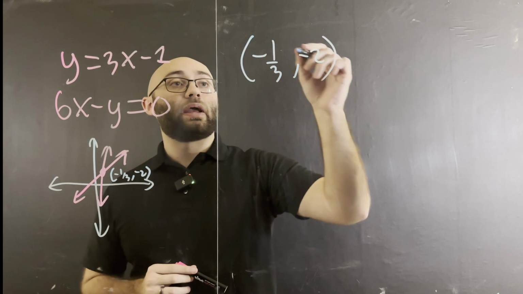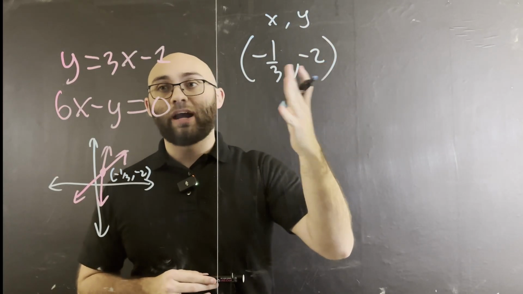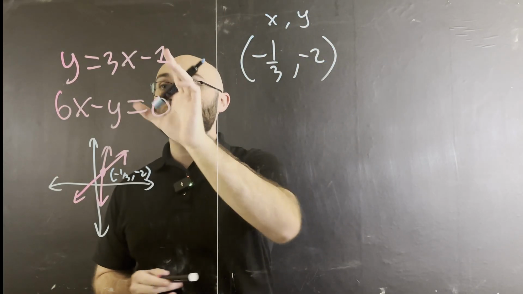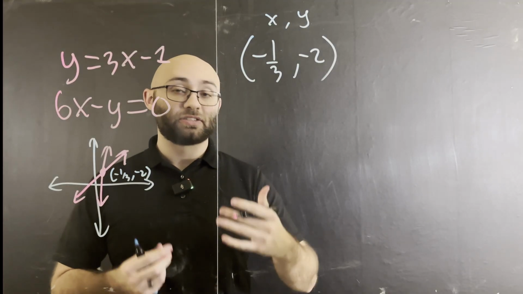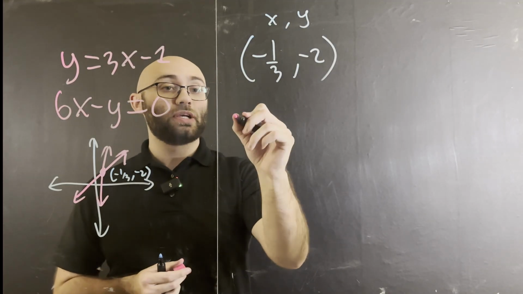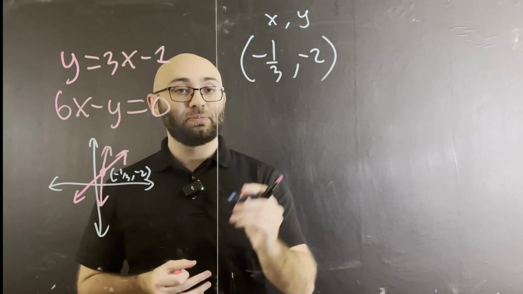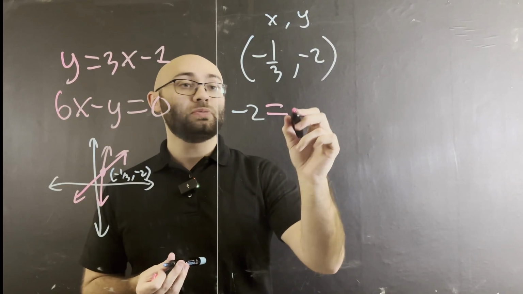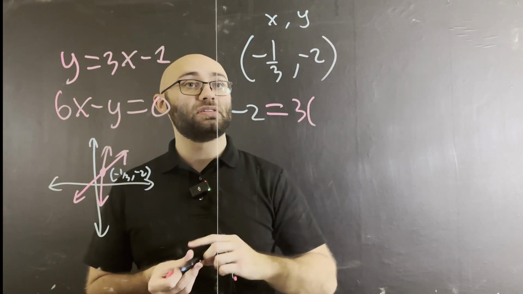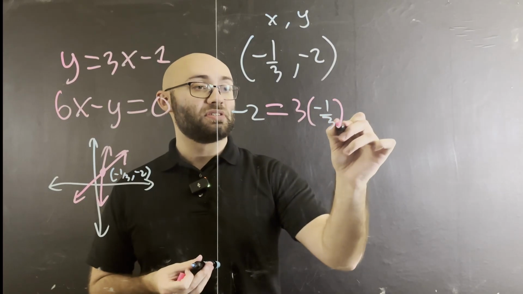Since these are our answers, and as a reminder, it's always x comma y, we can take them and plug them into our original equations. And then we can solve to see if it makes them true. So let's look at this first equation and start plugging things in. So let's plug in our -2. So our y becomes -2, which is equal to 3 parentheses -1/3, close our parentheses, -1.